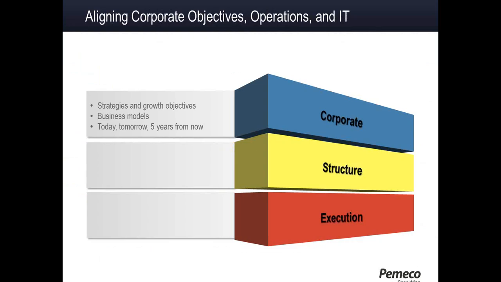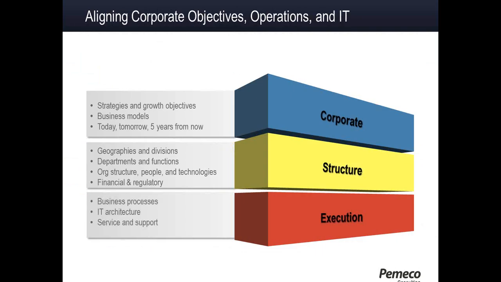We have to understand the business models, and we have to understand where we are today, where we want to be tomorrow, and where we want to be 5 years from now. We need to understand how our business structure plays into this, and we have to take into account our geographies and divisional requirements, our departments and their functions, our organizational structure, the people and the technologies that support them, and the financial and regulatory constraints that govern the way we have to operate. And then finally, we have to execute. And within that context of corporate goals and structure, we have business processes, the IT architecture, and the people necessary to serve and support our business.